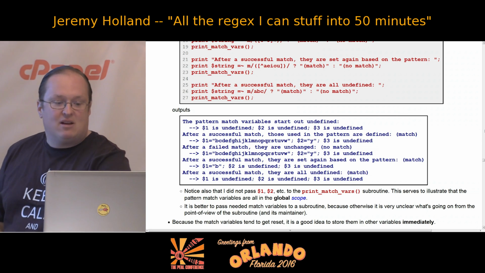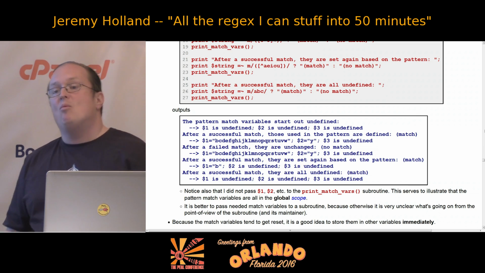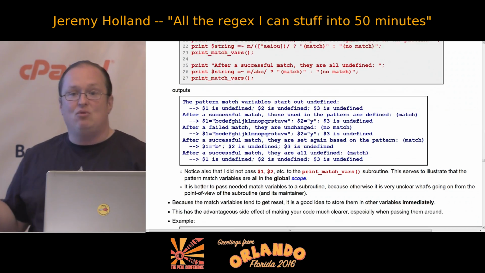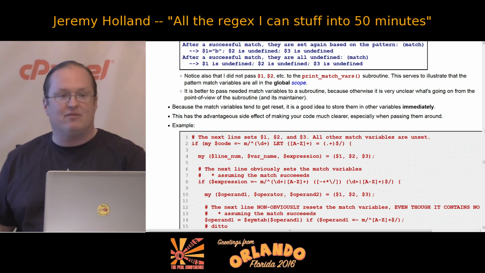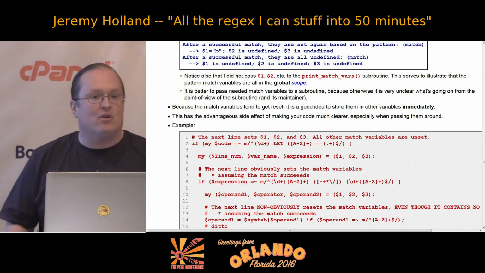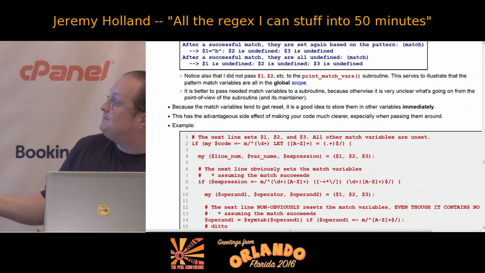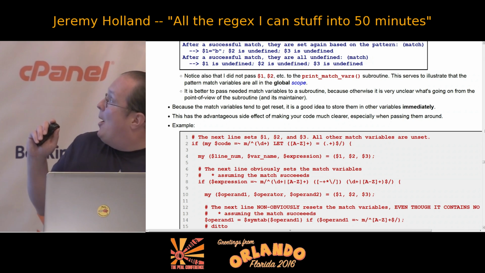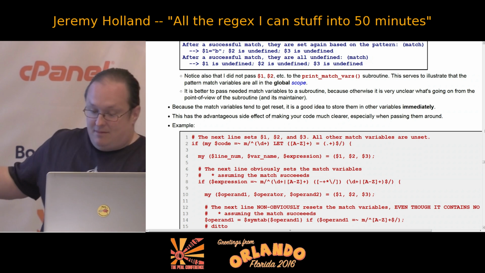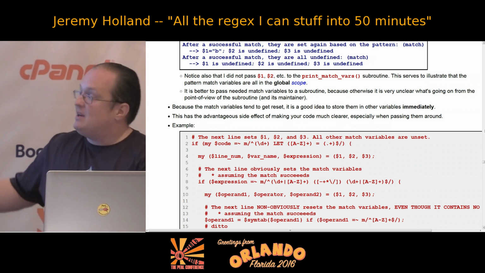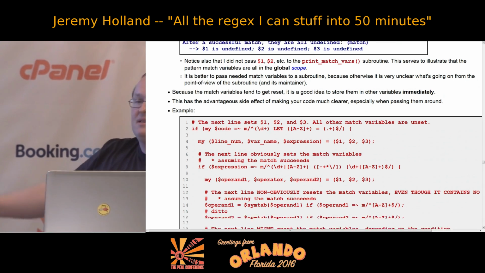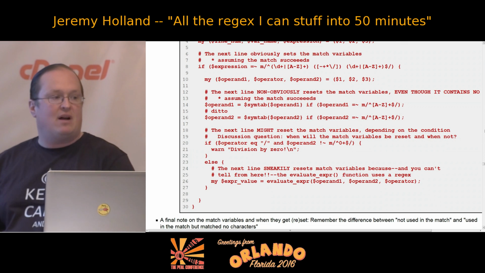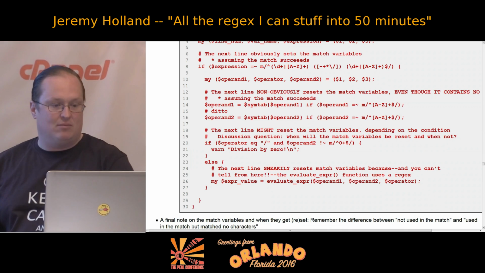The takeaway here is when you do a match, if you care about the match variables, you should assign them to another variable right away. First thing after you do your match. Especially because, as I said, you might call a function that does some matching you're not even aware of, and that can clobber your match variables.